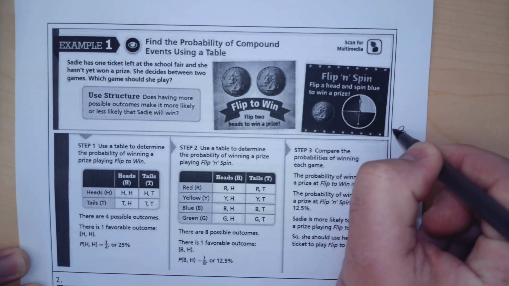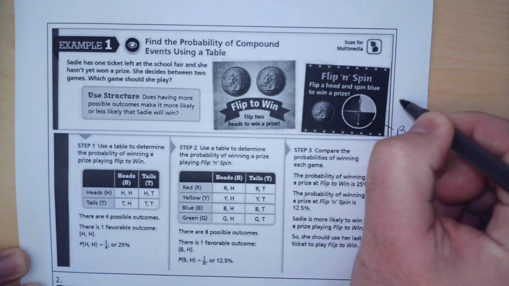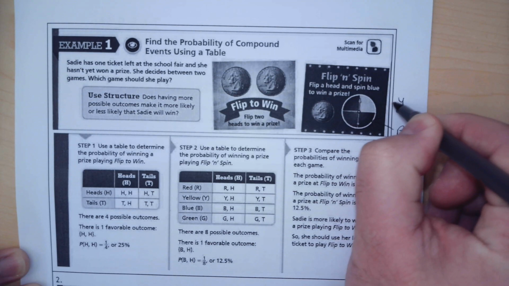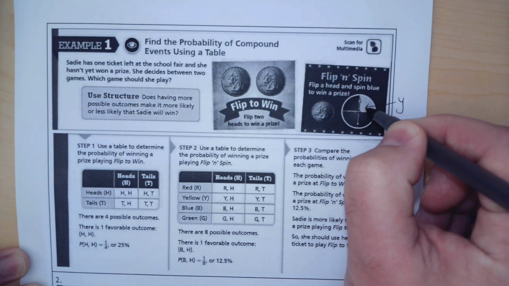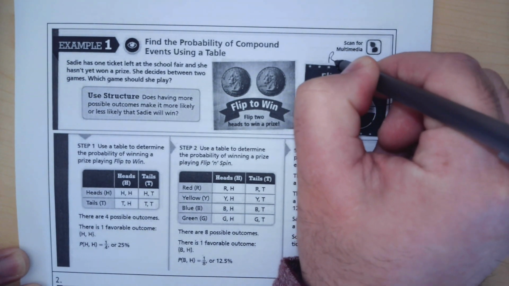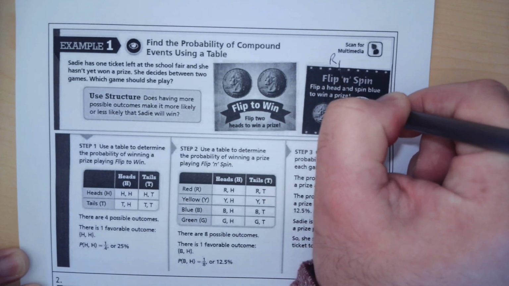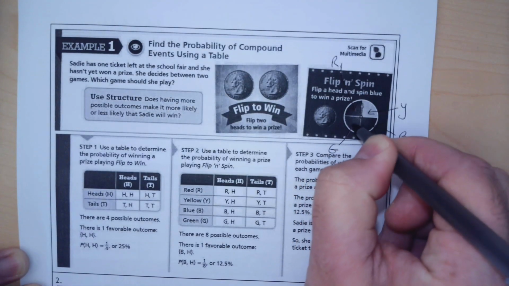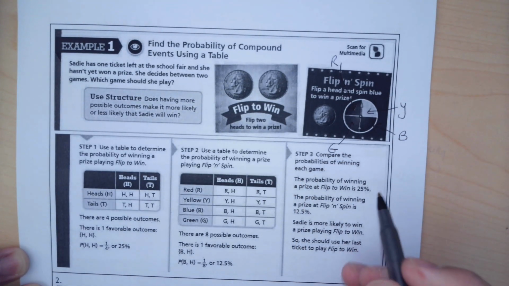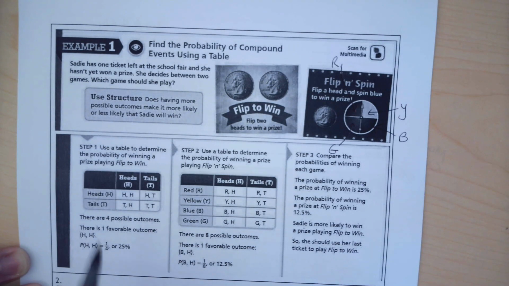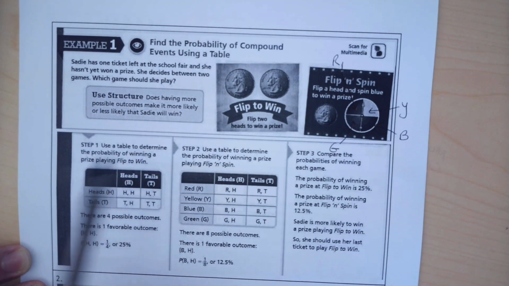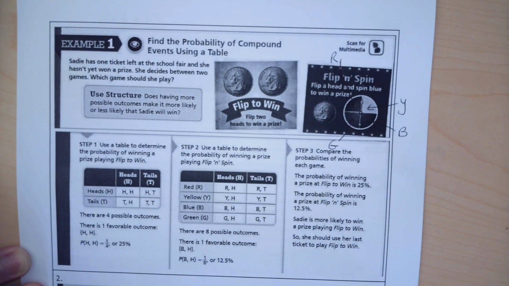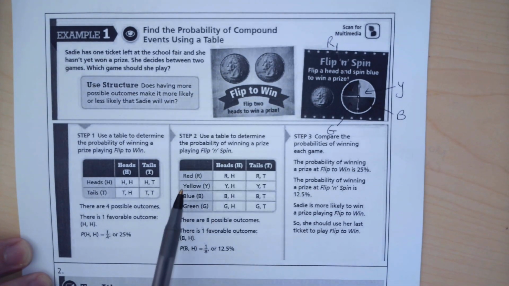So this is a blue section here. This is yellow. This is red. This is green. So we use a table to determine the probability of winning a prize playing flip to win.